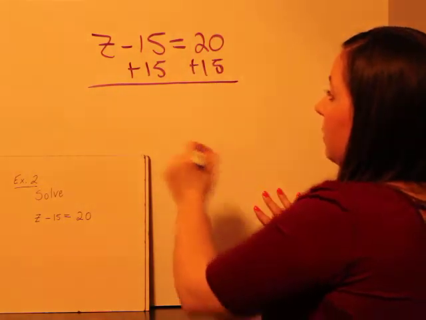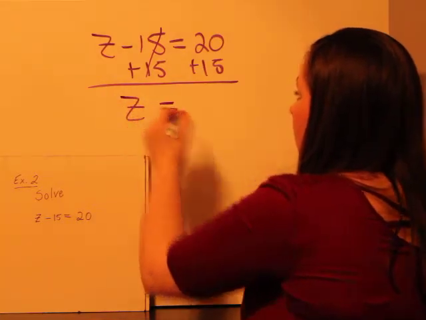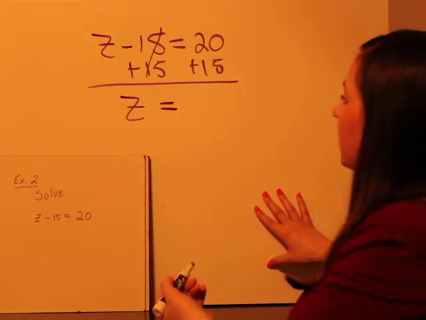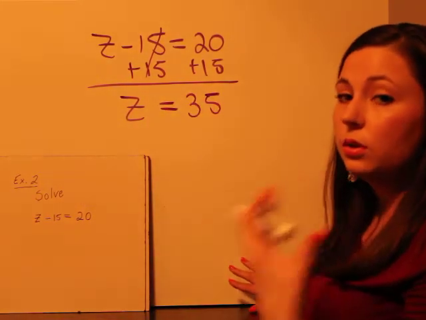Minus 15 plus 15, cancel. All we have is z. Bring down your equal sign. 20 plus 15 is going to be 35. So z is equal to 35.